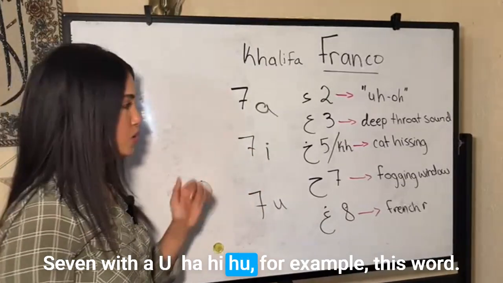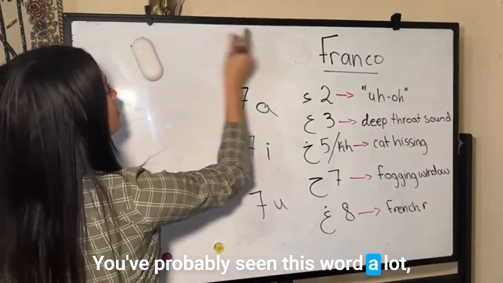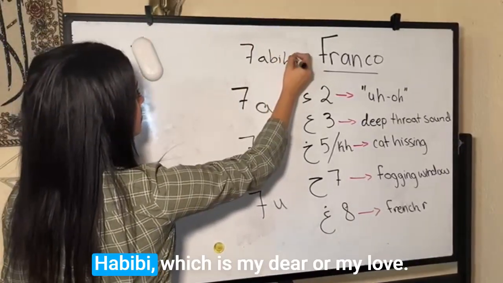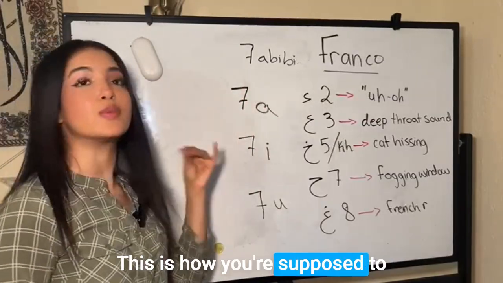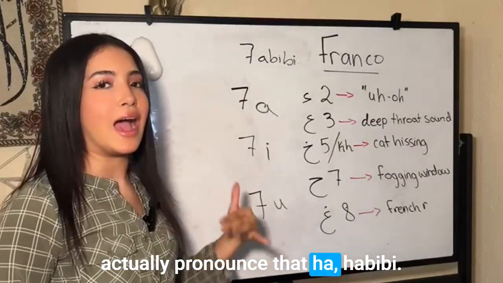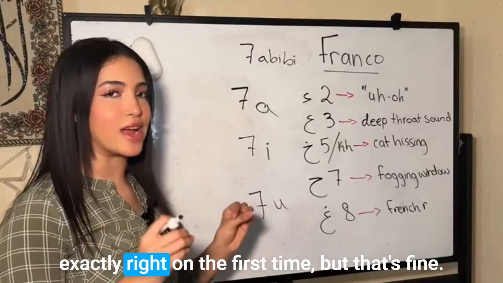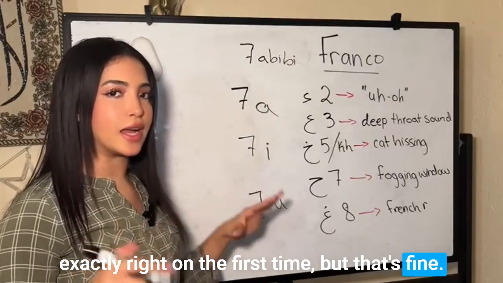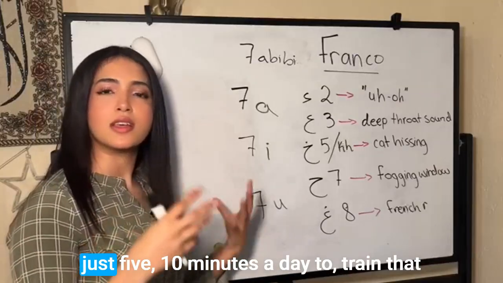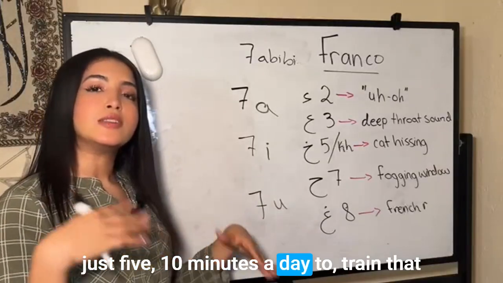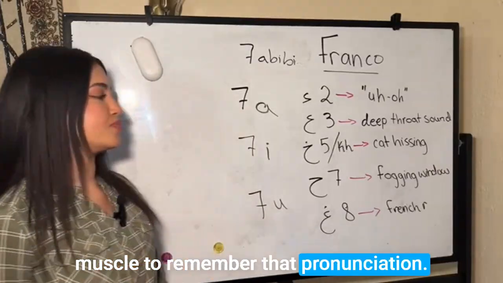Ha, he, hu. For example, you've probably seen this word a lot. Habibi, which is my dear or my love. This is how you're supposed to actually pronounce that. Ha, Habibi. Now you might not get the pronunciation exactly right on the first time, but that's fine. As you keep trying, it's like a muscle. You have to try every day, just 5-10 minutes a day to train that muscle to remember that pronunciation.